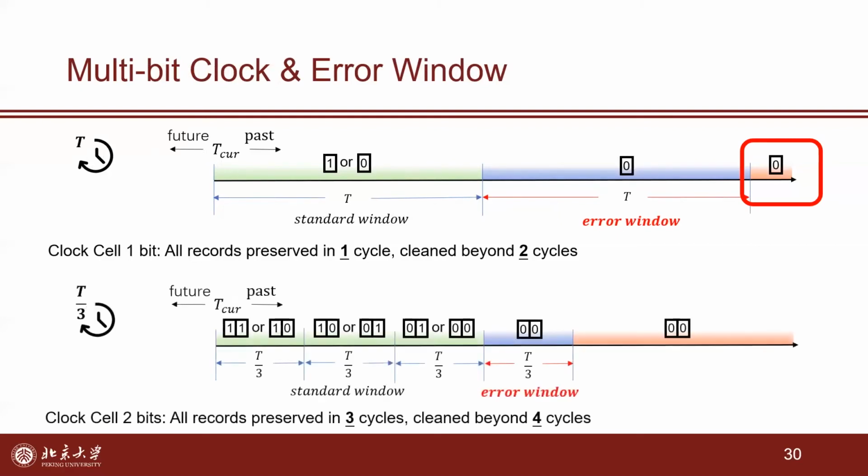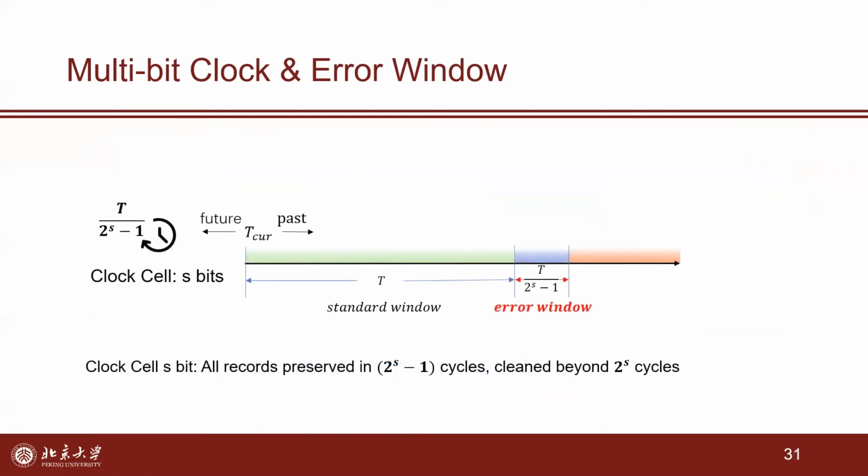Let's see what will happen if we use a 2-bit clock. All records are preserved within 3 cycles, where this time the traversing time of the clock is T/3, 3 times faster than using the 1-bit clock. And all information will be cleaned beyond 4 cycles, thus generating an error window of 1/3 of T, which is 1/3 of the error window using 1 clock cell.